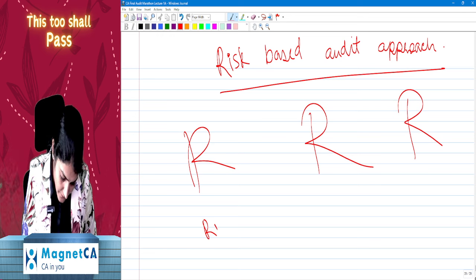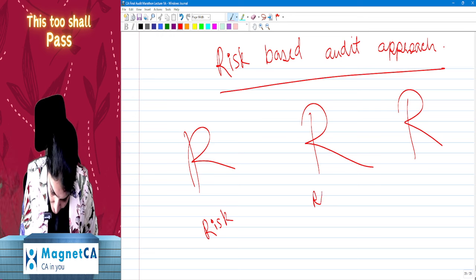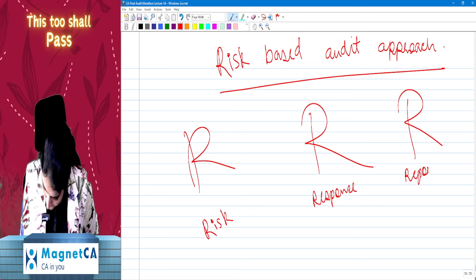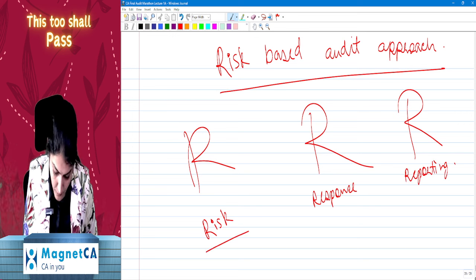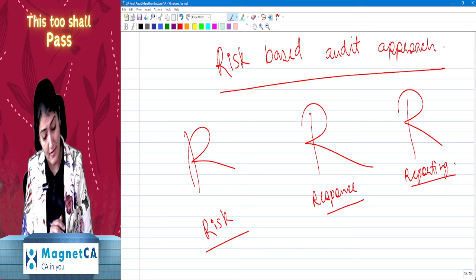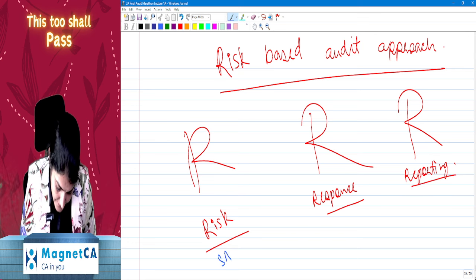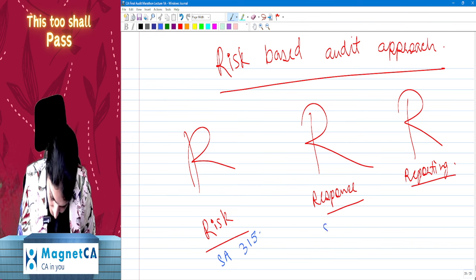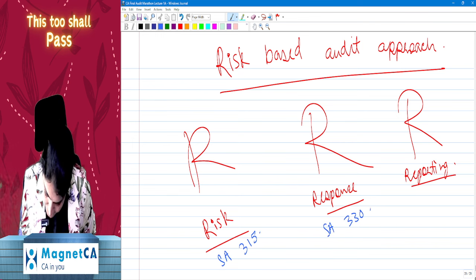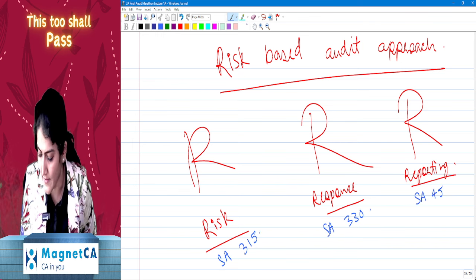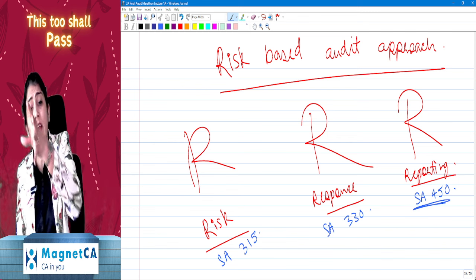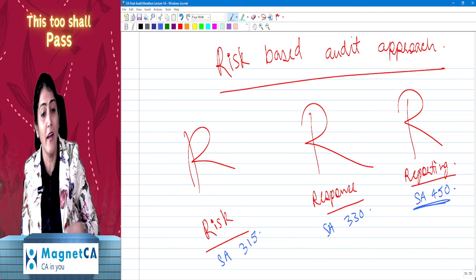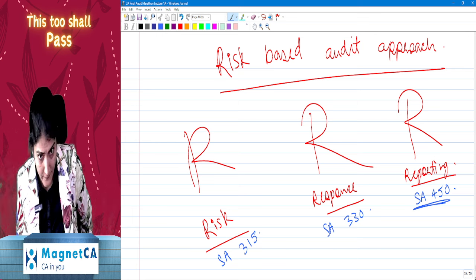Yes, it is the risk, the response, and the reporting, right? Risk is discussed in SA 315, response is discussed in SA 330, and reporting is discussed first in SA 450, and then from 450 we go to 700 or 705, right?